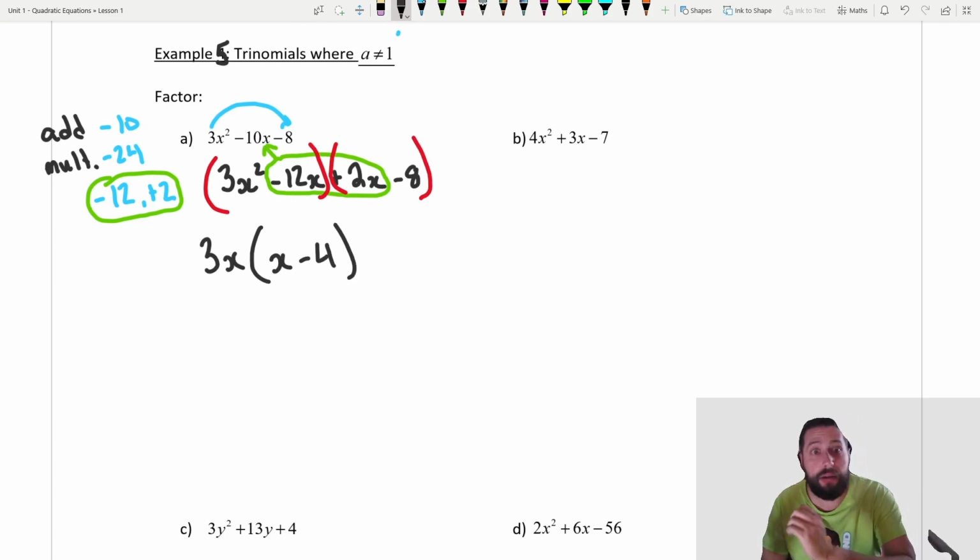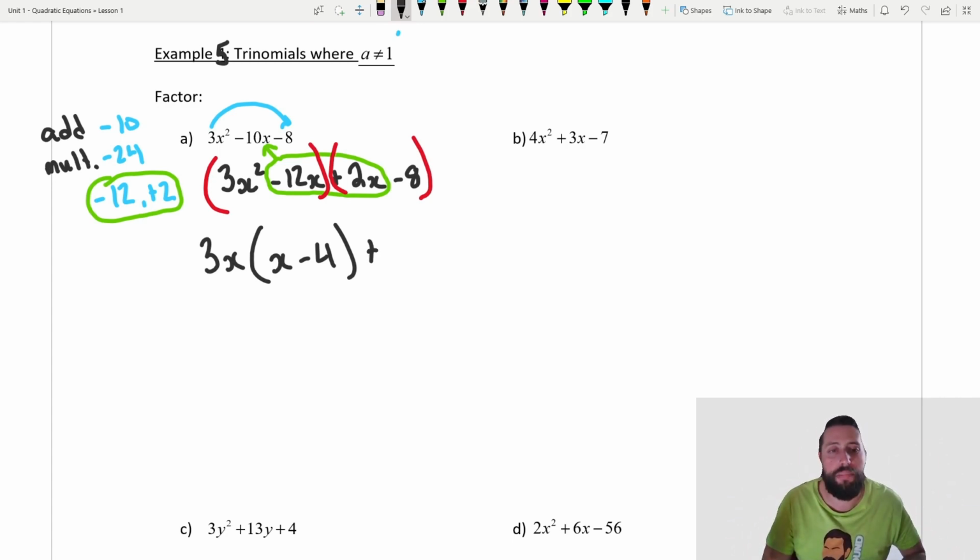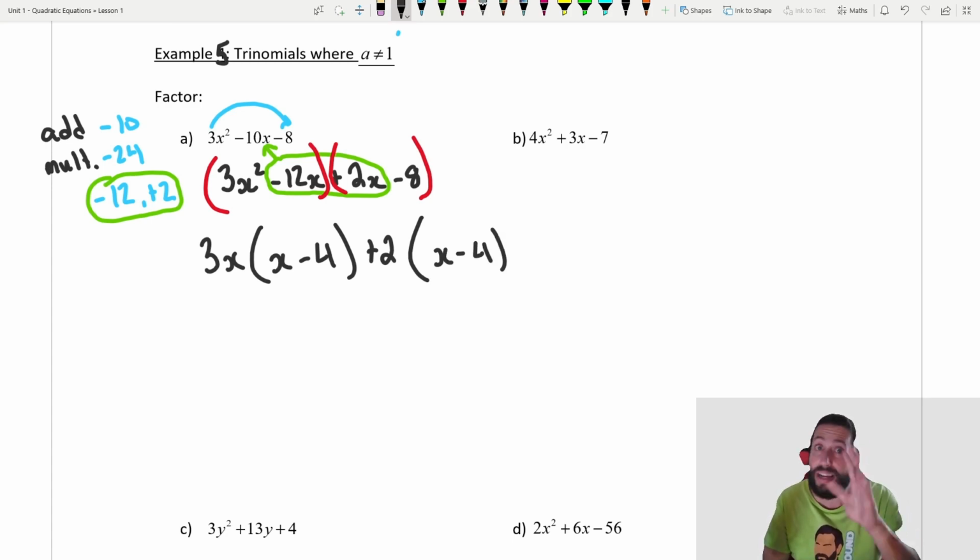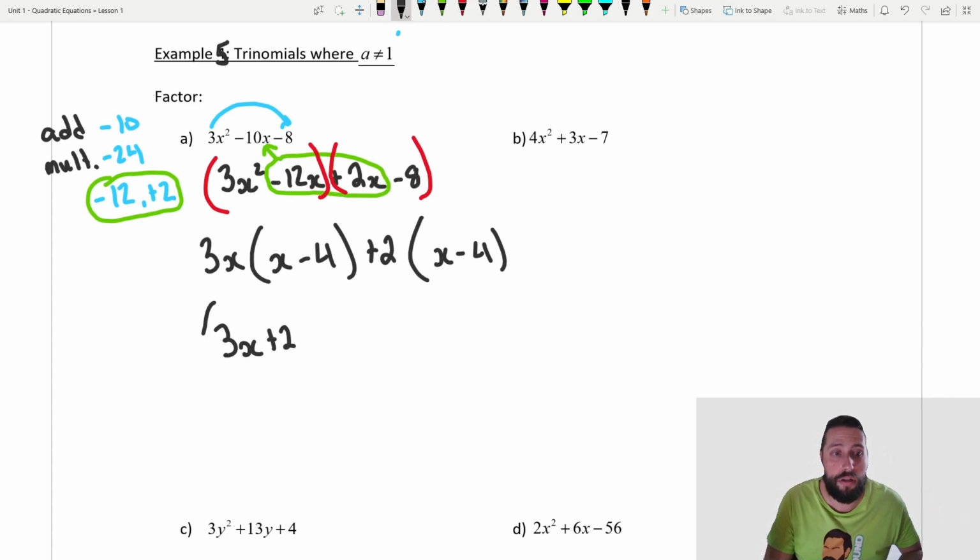Perfect. Second bracket, positive 2x minus 8. What is the greatest common factor in that case? Positive 2. It goes into both 2 and negative 8, and only one term contains x, so it's not an x. Make sure you write positive 2 in there to distinguish that's what you're factoring out. All that's left is x minus 4. That's great. That's what we want, because now we have two x minus 4s. So now we're going to rewrite so that it's 3x plus 2 and then x minus 4.